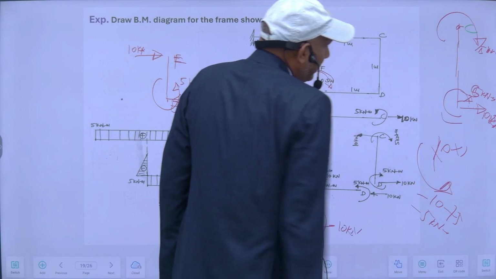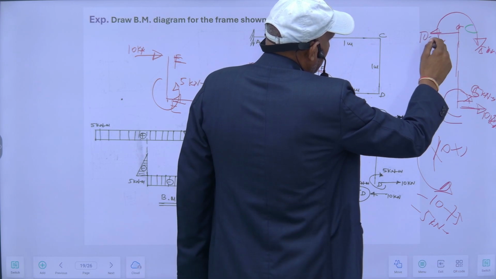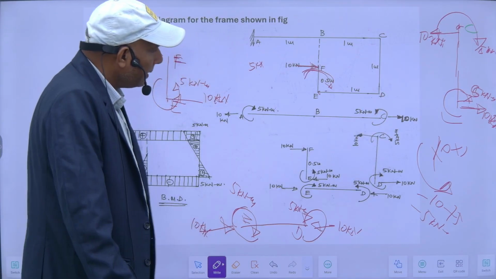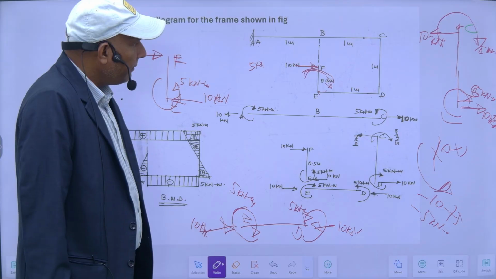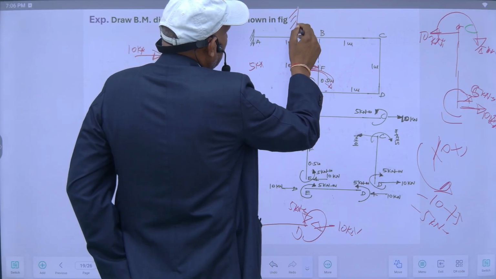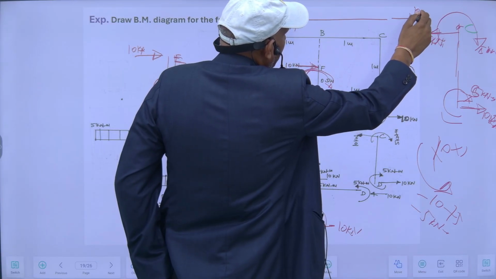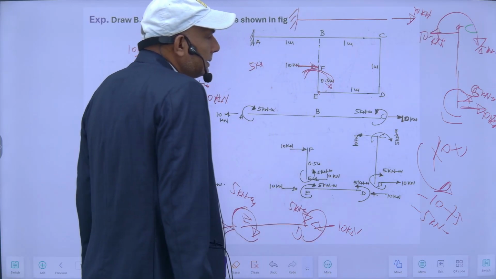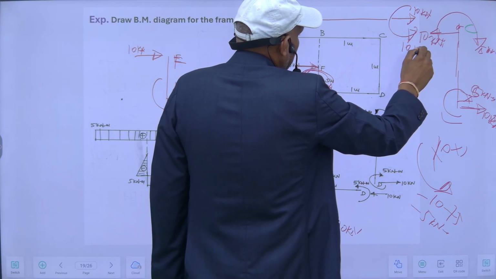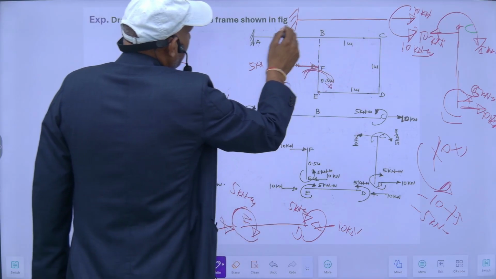So this is the moment here, and again this is acting towards right, so this must be towards left of the same amount. So this is the free body diagram of this DC portion. And for drawing the free body diagram of this AC portion, it will be like this. This is 10 kilonewton towards left, so it must be towards right of the same amount, 10 kilonewton. And this is clockwise, so this must be anti-clockwise. So same, this is 10 kilonewton towards right, so it must be towards left.